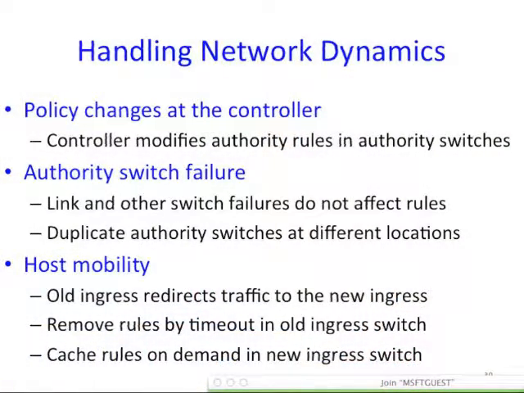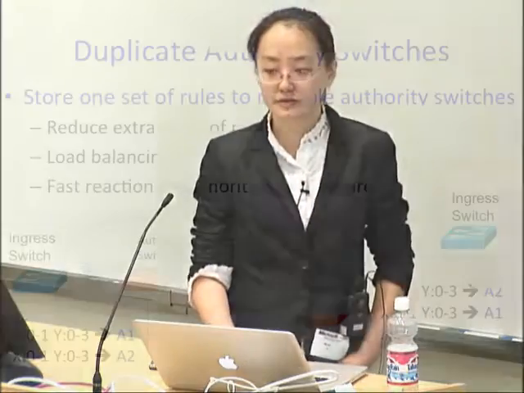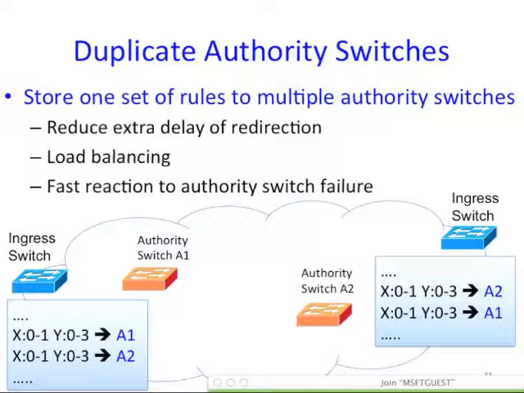Okay, so there are other questions of how do we handle network dynamics, because the operators may change the policy at the centralized controller, the authority switch may fail, and the host may move to different places. And here I'm going to talk about how do we handle authority switch failure. So we duplicate the same part of the flow space into 2 or 3 authority switches that are scattered in different places in the network. This kind of duplication first helps to reduce the actual delay of redirection. For example, here we have 2 different switches, and for this ingress switch, it can choose the nearest authority switch to redirect the packet to.